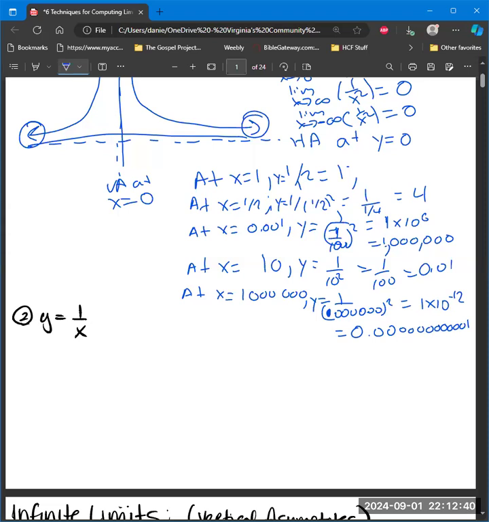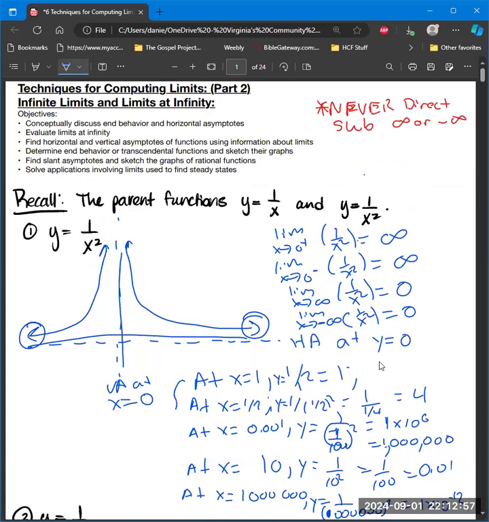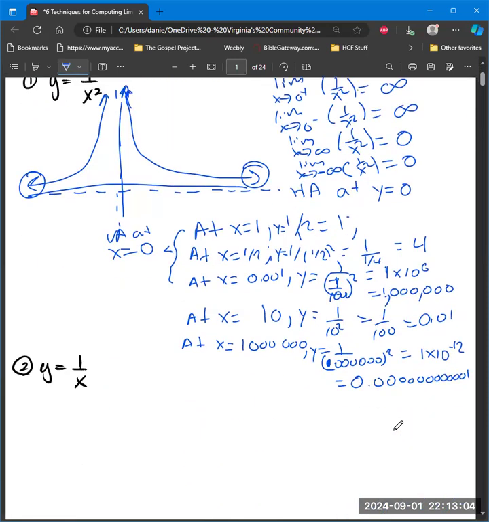If you're uncertain about a limit to infinity, make a table like this, where you can say, as I get closer and closer to 0, I'm getting closer and closer to infinity. That was these first few here, to show that there's a vertical asymptote going to infinity here. These, as x is getting bigger, y is getting closer and closer to 0.